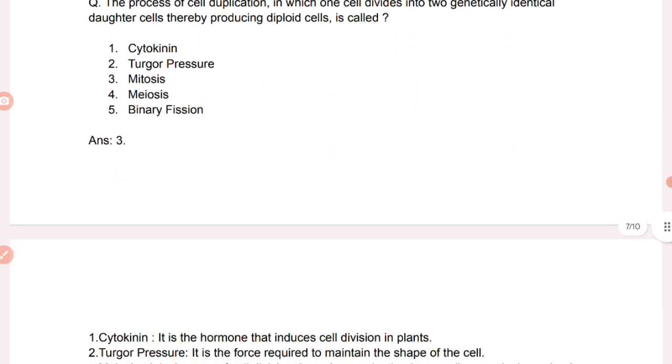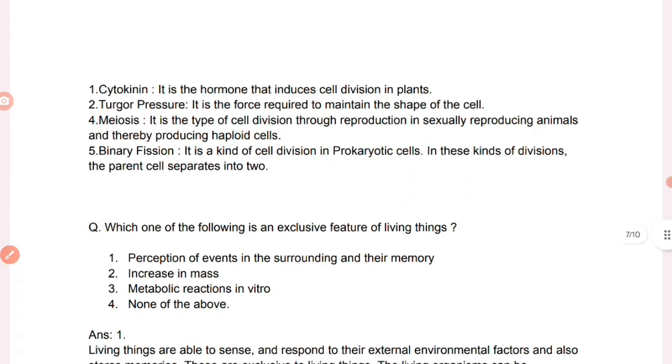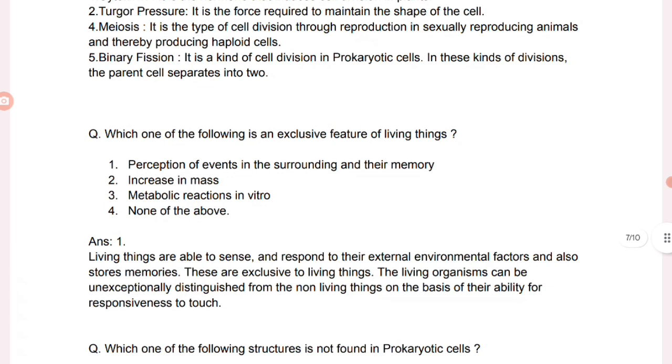The process of cell duplication in which one cell divides into two genetically identical daughter cells thereby produces diploid cells. What is it called? It is called mitosis. Okay. So here there is explanation of all the terms mentioned in the question.